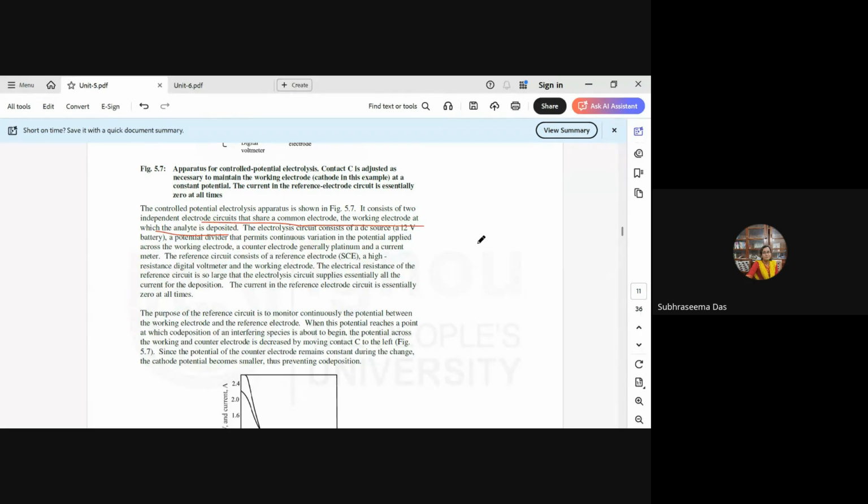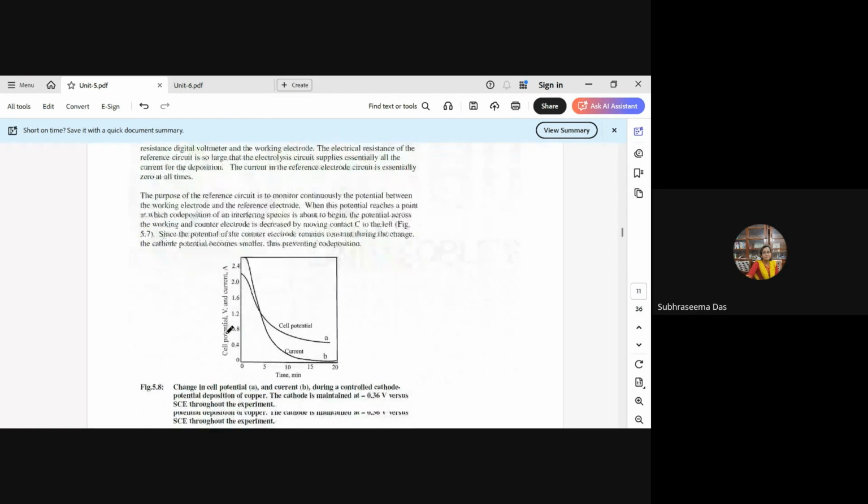The electrolysis circuit consists of a DC source, a potential divider that permits continuous variation in the potential applied, and the working electrode and the counter electrode. The reference circuit consists of the standard electrode, that is a standard calomel electrode, a high resistance digital voltmeter, and the working electrode. The electrical resistance of the reference circuit is so large that the electrolysis circuit supplies essentially all the current for the deposition.